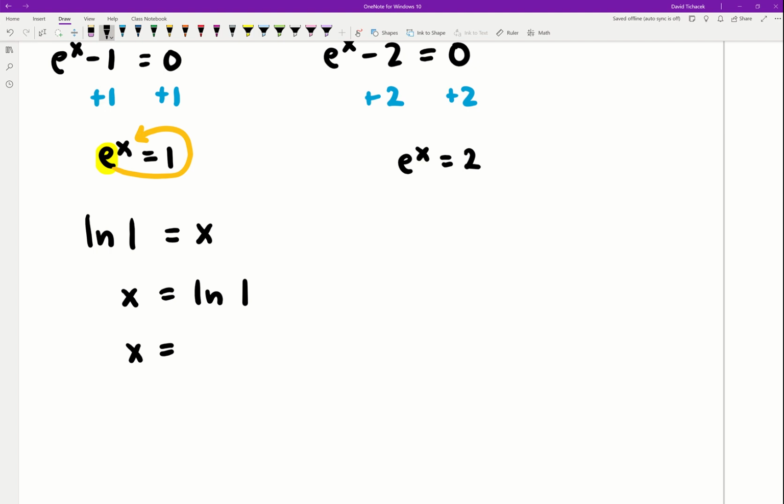So natural log of 1, if you were to punch that into the calculator, turns out that that's just 0, and so that just represents our first solution here for this equation. X is equal to 0.